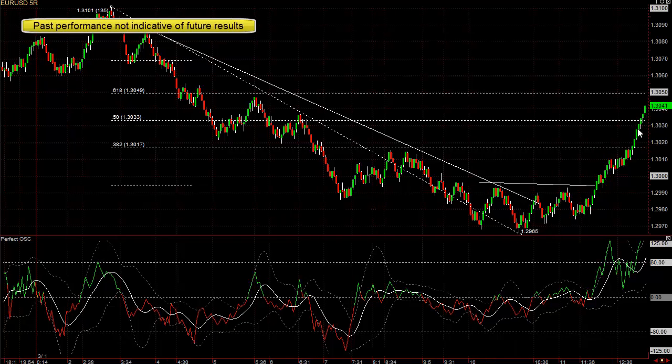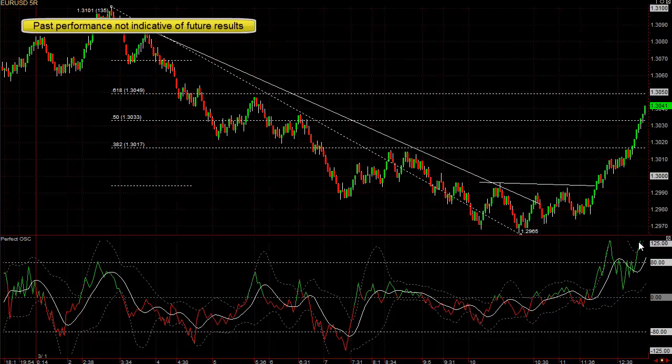So at this point, it's very likely to reverse at one of these levels. You can see it's way above the 80 level. It's actually stronger at this point than it has been in the last 20 days. So this is an incredibly strong move that you want to be very careful getting into a counter trend move.